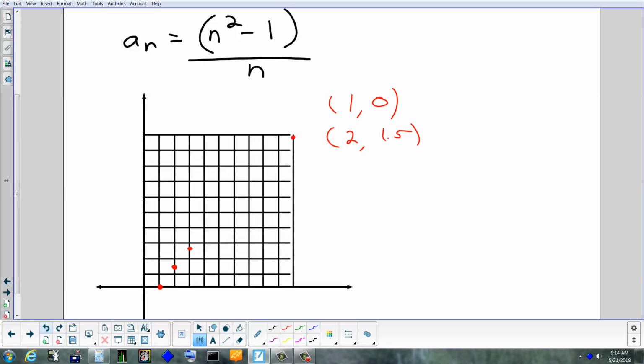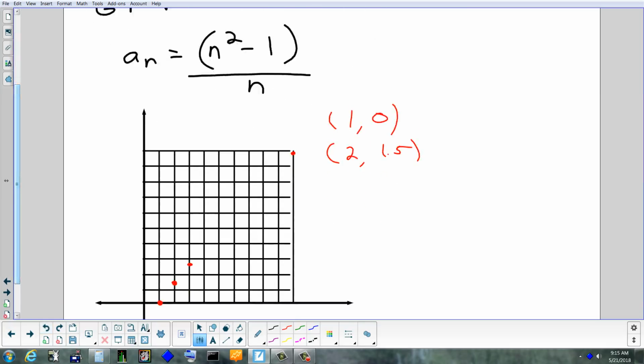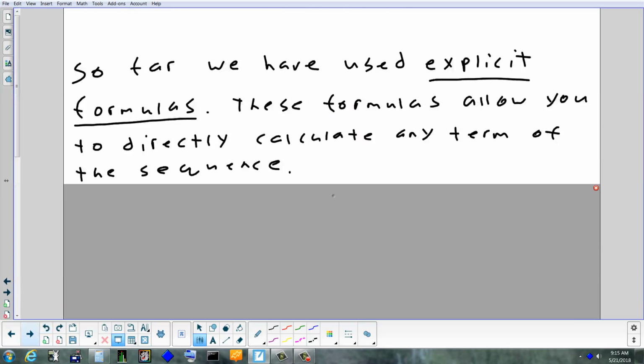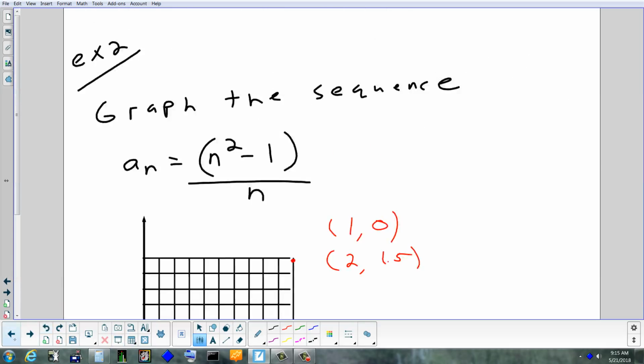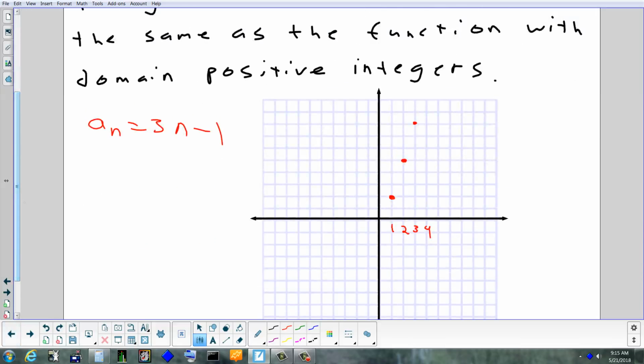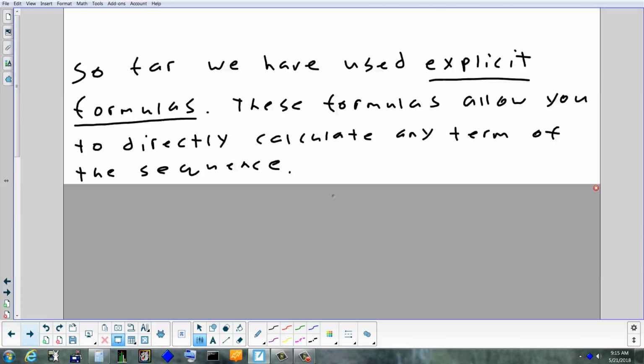And you could fill it in between if you want to. But that's the idea of how you graph a sequence. Just don't connect it. Okay, questions on that? All right, so the formula that I gave you right here, and the one I gave you right here, these are called explicit formulas. Explicit formulas are the ones we like to use, okay, because what they allow you to do is calculate any term you want to know directly.